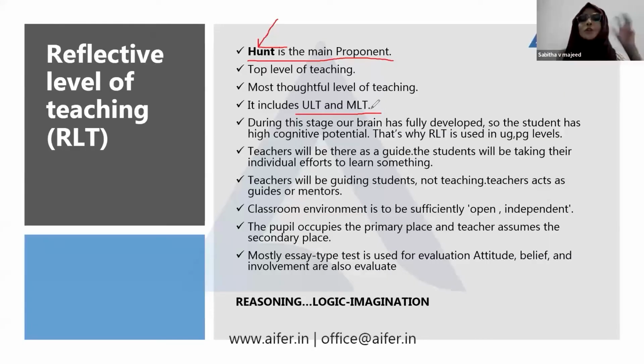Because during this stage, our brain has fully developed. So the student has a high cognitive potential. That's why reflective level of teaching is used in our UG level, our PG level, MPhil level, PhD level, etc. During this reflective level of teaching, during the higher educational level, our brain has fully developed. So the student is able to use their maximum cognitive potential. That's why reflective level of teaching is used in our UG, PG, MPhil and PhD levels.